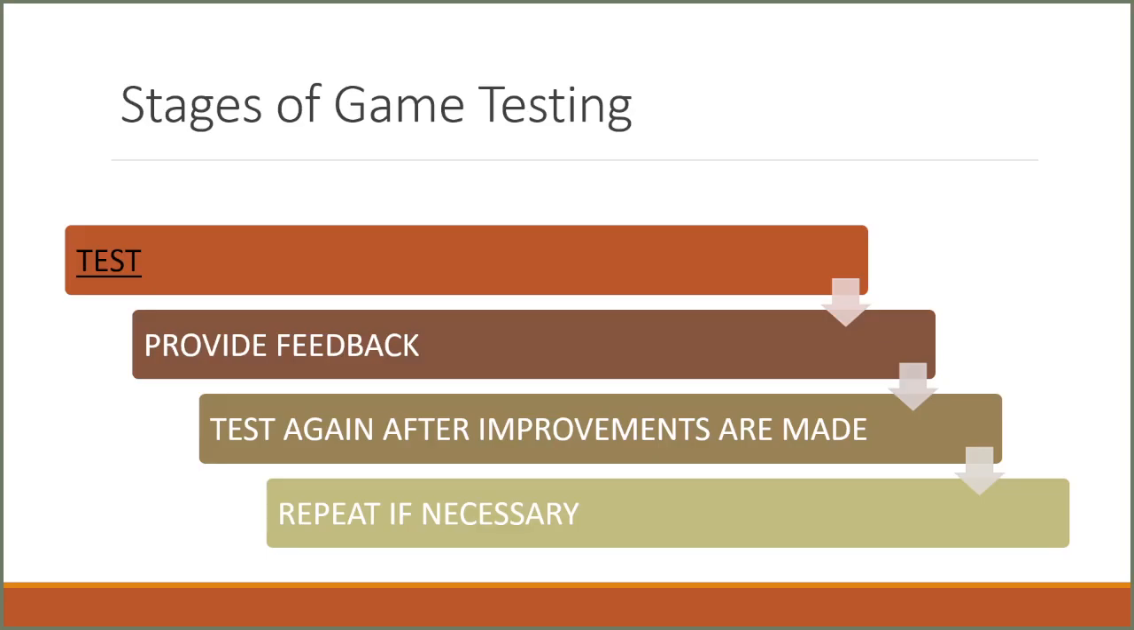So there are different stages of game testing. You start with a test, you collect feedback, and you test again after you have made improvements. Before you go back and test again, you make adjustments between these two. So you get feedback, make modifications, and test it again. This part you repeat as necessary. Test, get feedback, make changes. Test, feedback, make changes, until it is at a stage that is playable.